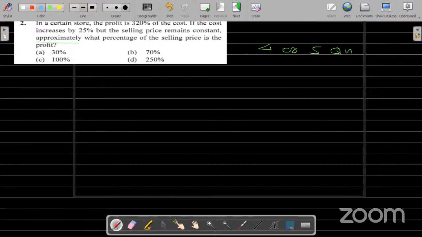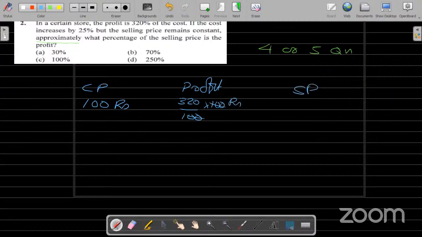Okay. So in a certain store, the profit is 320% of the cost. Just assume the cost price. Let the cost price of the article be 100 rupees. Now the profit will be 320% of the cost. So 320 by 100 into cost, which is 100. So that will be 320 rupees. Now the selling price will be cost price plus profit. Cost price is 100 rupees and profit is 320 rupees. So the selling price will be 100 plus 320, that is 420 rupees. So that is the initial situation.